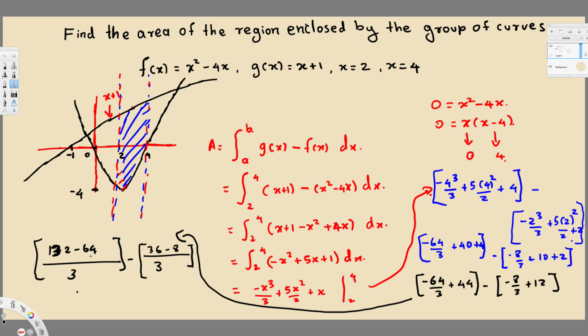Okay, 132 minus 64. If we subtract 32, we have 32 remaining. If we subtract 32 from 100, that's going to give us 68, right? So we have 68 divided by 3. And on the other side, we have 36 minus 8, that's going to be 28 divided by 3. And if you calculate, that's going to give you 40 divided by 3, and that's going to be the area of this shaded region. And that's how we do these kinds of problems.